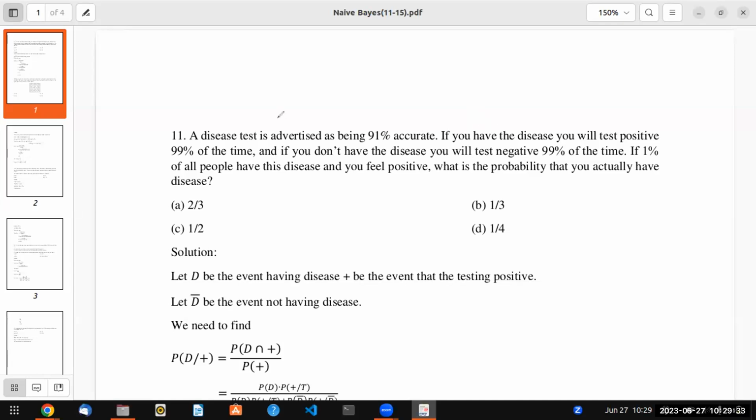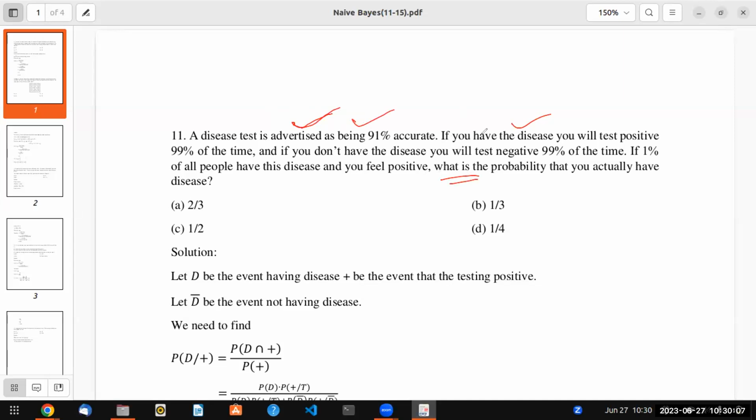So in this kind of problem, you just understand the sentences, sentence by sentence, and maybe a few of the sentences are there to distract you, like this first sentence, which has nothing to do with our question actually. The test is advertised as being 91% accurate. That means if you do the test, 91% of the time you will get an accurate result. The remaining 9% of the time you will get an inaccurate result. Okay, this is one thing.